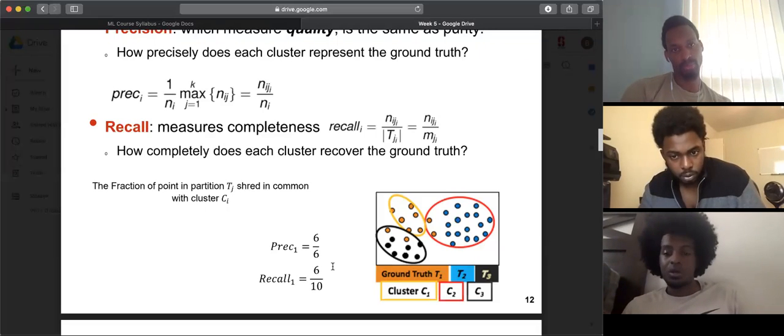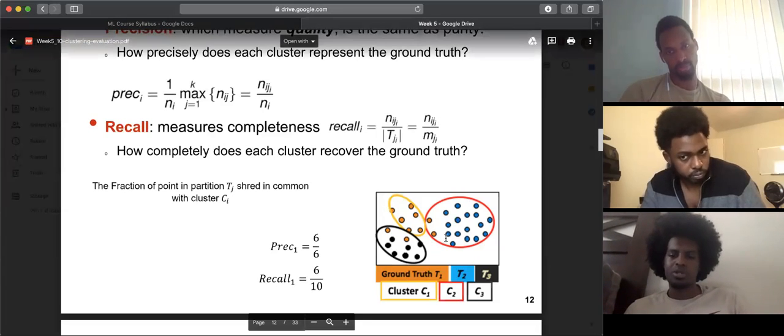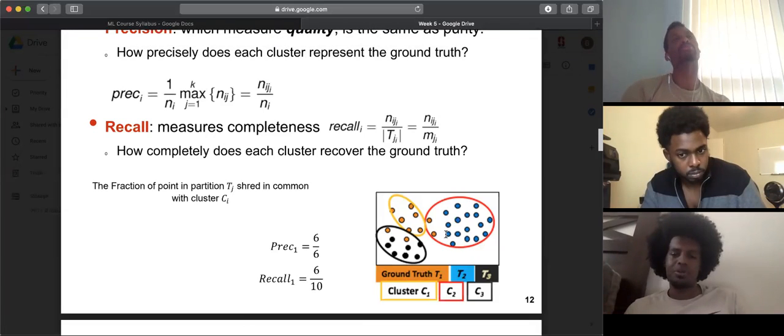But in recall, this is taking the total number of data points that fall under the ground truth labeling within your cluster versus the total number of data points within that ground truth partition. So there are 10 orange data points, but only 6 of them fall within cluster 1.